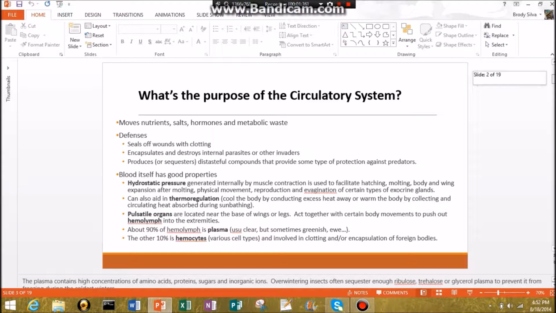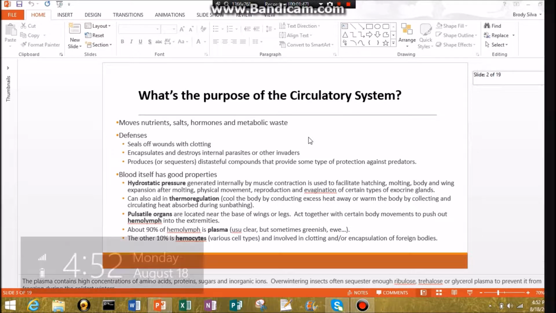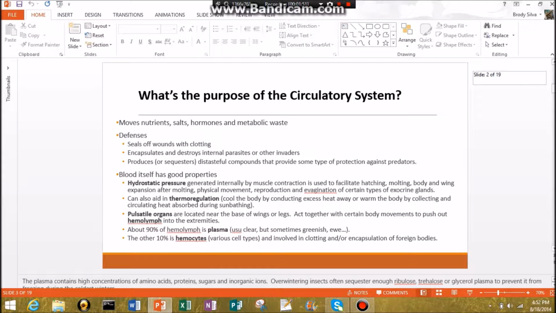What's the purpose of the circulatory system? It moves nutrients, salts, hormones, and metabolic waste, which is basically excrement. The circulatory system has the same functions in a human as it does in an insect, which is sealing off wounds with clotting, encapsulating and destroying parasites, and producing, well, humans don't have this, producing distasteful compounds that provide some sort of protection against predators. So basically it's an adaptation in the circulatory system.